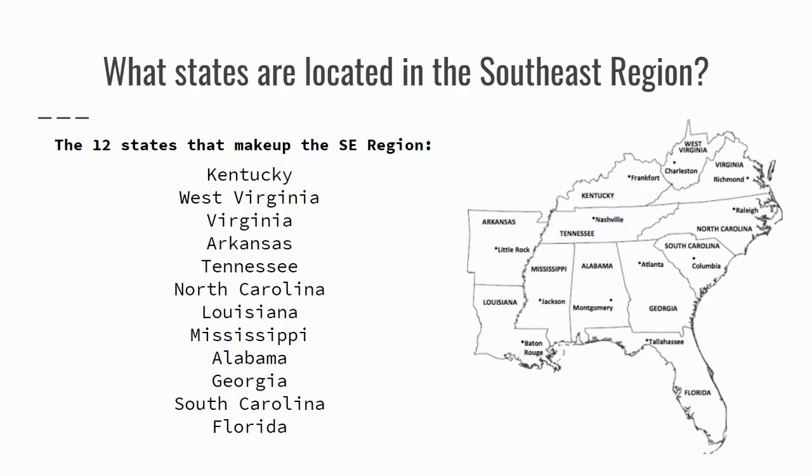The Southeast region is made up of 12 states: Kentucky, West Virginia, Virginia, Arkansas, Tennessee, North Carolina, Louisiana, Mississippi, Alabama, Georgia, South Carolina, and Florida. Some of you may have traveled to a few of these states because they are home to popular beach towns. Many of these beaches are found in the states that run along the Atlantic Ocean and the Gulf of Mexico.